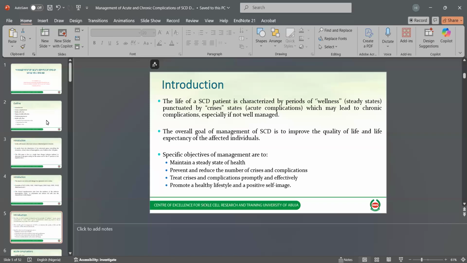Prevent and reduce the number of crises and complications, treat crises and complications promptly and effectively, and promote a healthy lifestyle and a positive self-image.